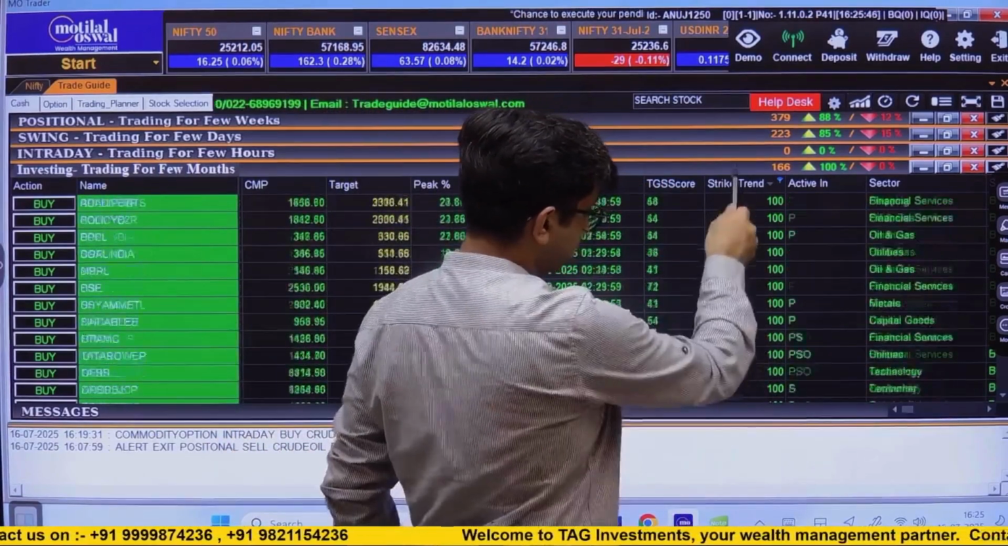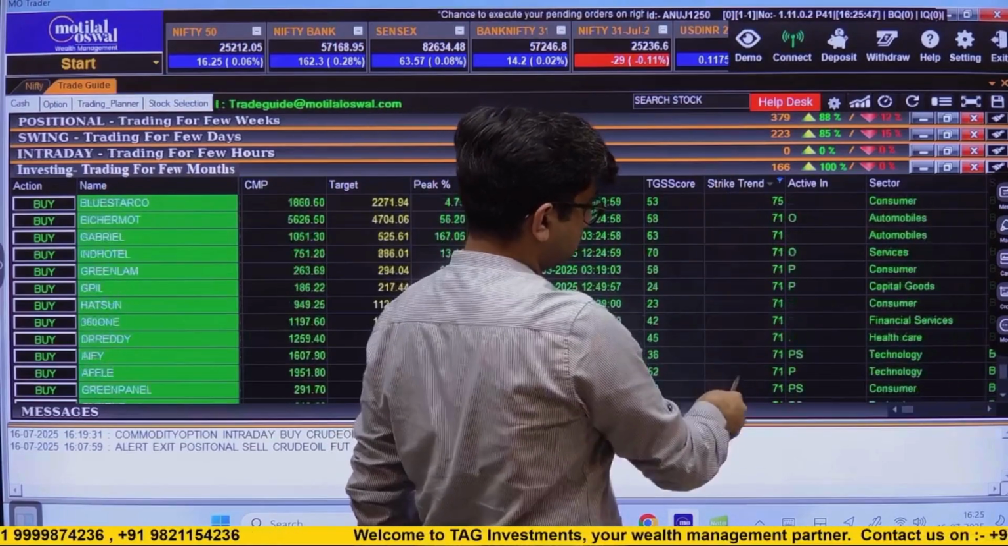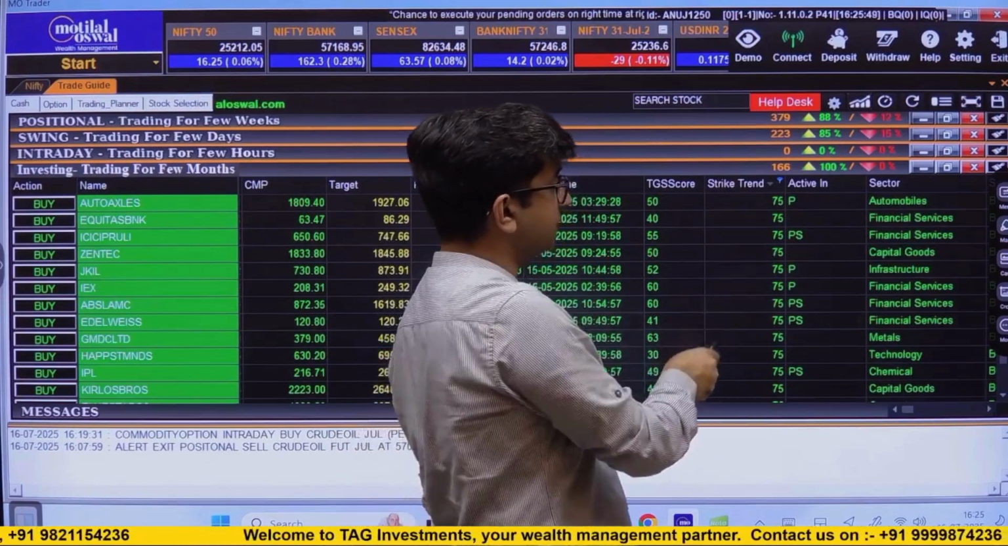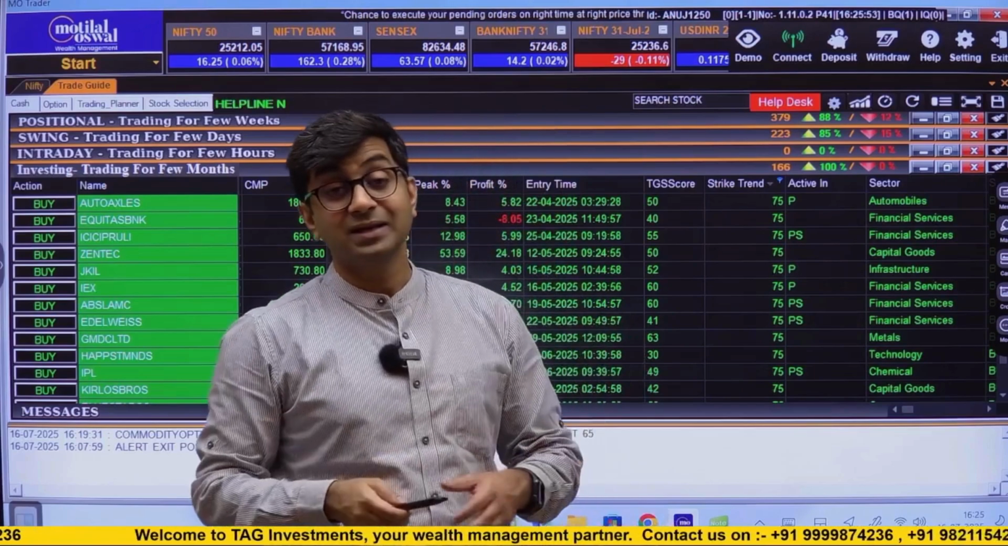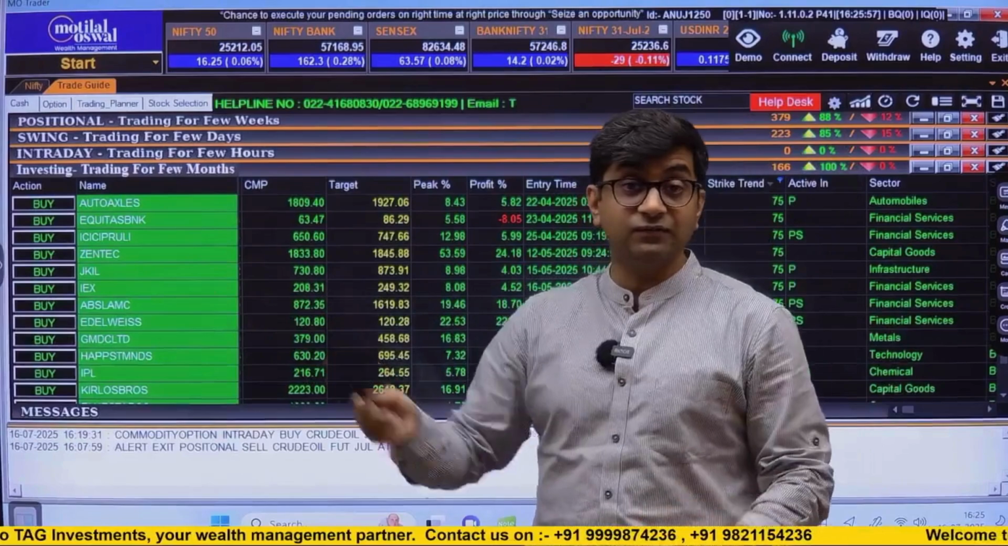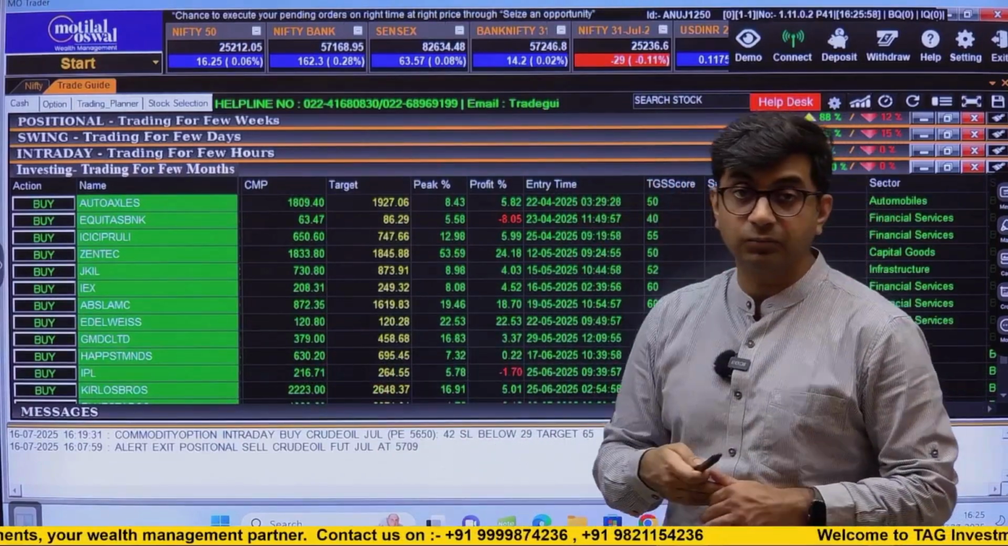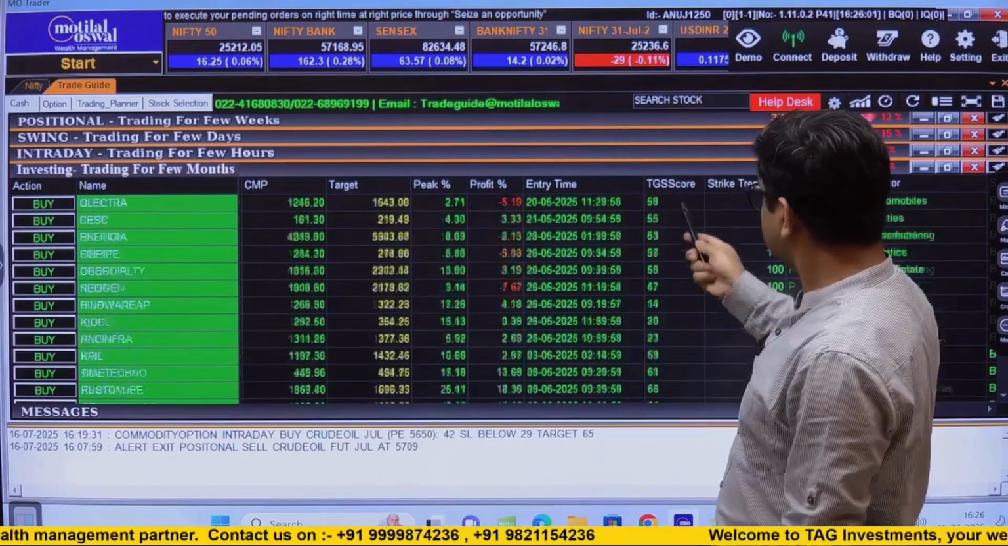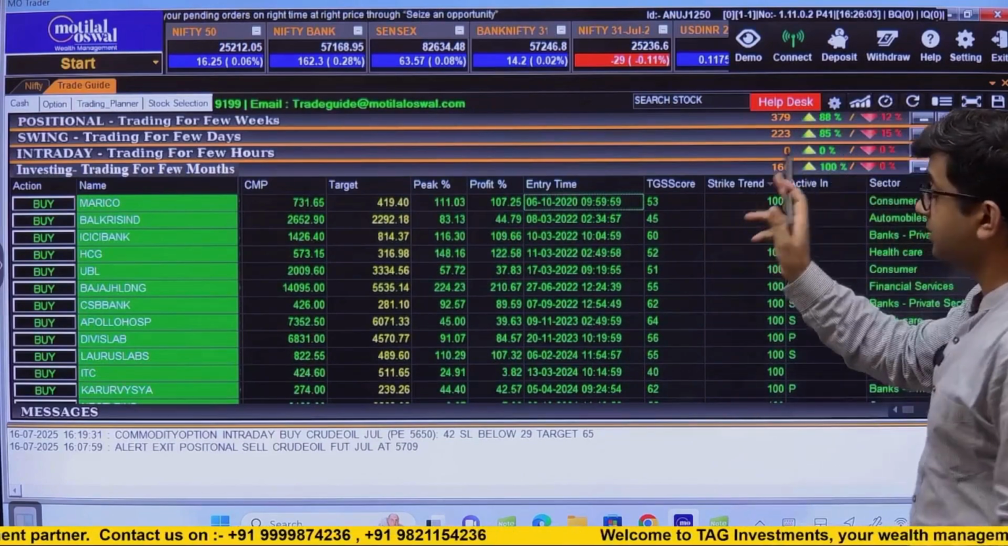Something similar, supposedly some stock which has 75 written against the strike trend, which means that whenever there is a signal for such stocks, there is a 75% probability of it hitting the profit margins. TGS score is an interesting bit. Now we have 166 out of the 560.